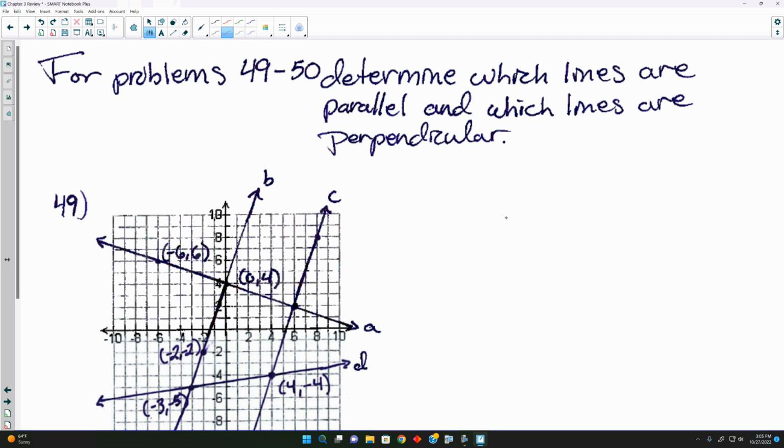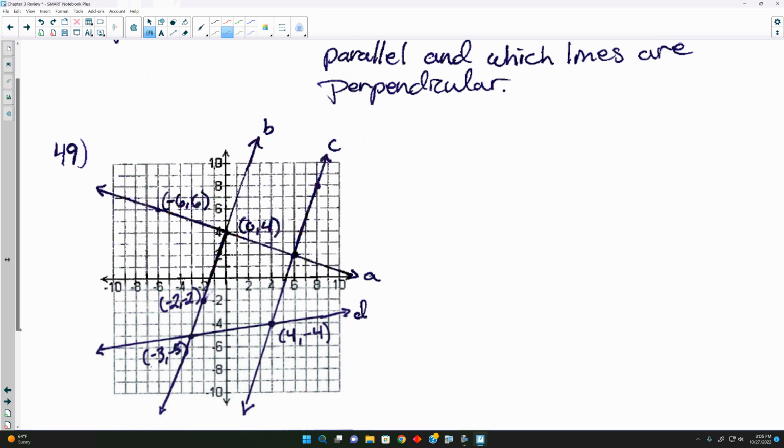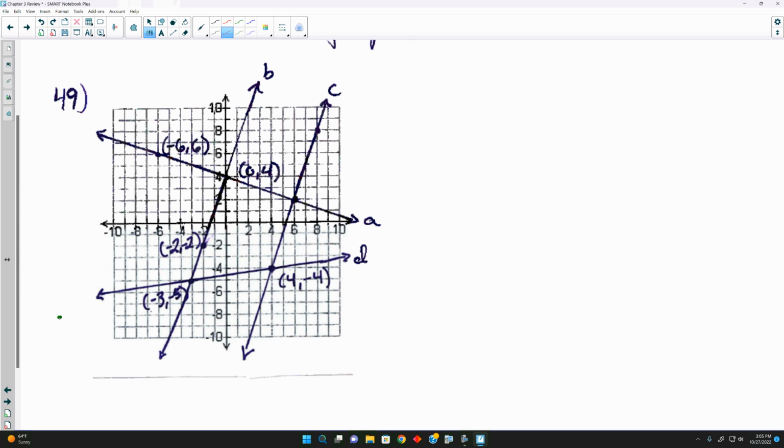Questions on 49 or 50? So 49. All we're doing on this here is finding the slopes for each one. We can start off with A. Line A has 2 points. One of them is 0, 4, and the other is negative 6, 6. So we can say 4 minus 6 over 0 minus negative 6.